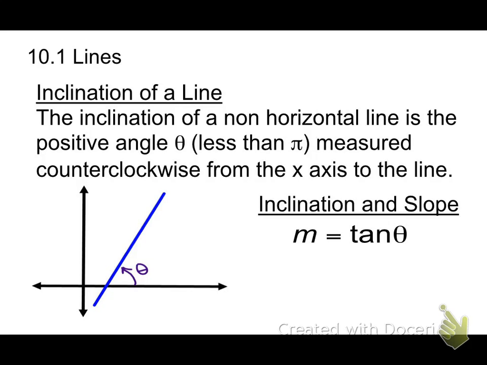Section 10.1 on lines. First, we're going to look at the inclination of a line, which is just the angle that is formed from the x-axis to a line. And it's always an acute angle. We're going to be using radians and degrees to measure the inclination. The formula for inclination has a relationship with slope in that m equals tangent theta. So I can use this formula to solve for the inclination, which is theta, or I can also solve for the slope, m.